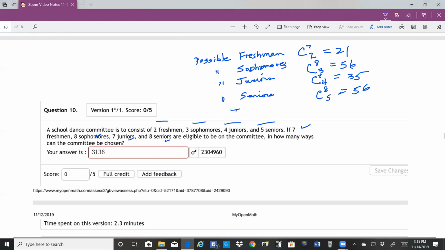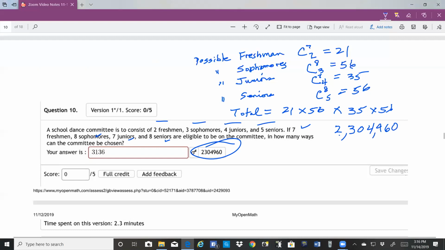So the total possibilities is going to be 21 times 56 times 35 times 56 equals 2,304,960. Quite a large number of possibilities.